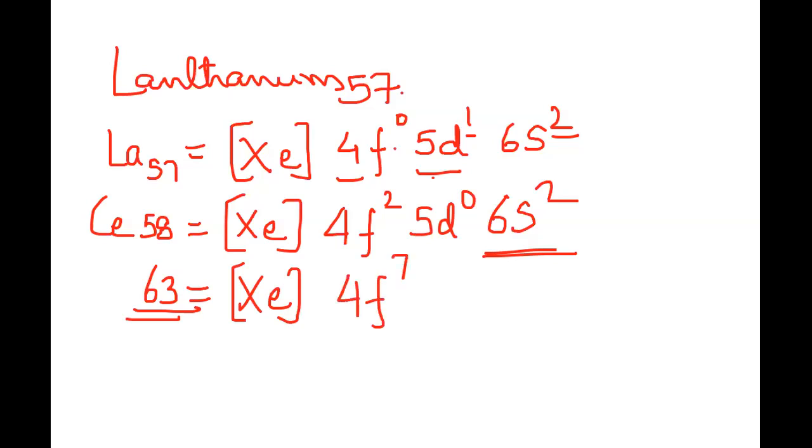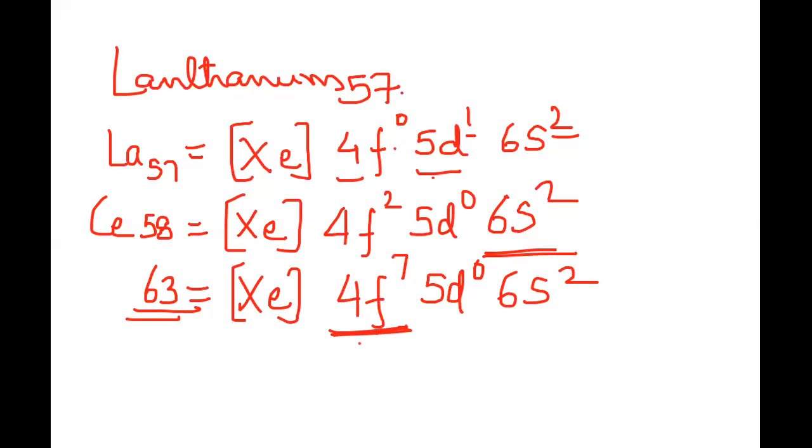All right. 5d will remain a 0 and it will be 6s2. All right. So the F subshell has 7 orbitals. In this case, it is attaining half-filled stability. 4f7 has attained a half-filled stability.